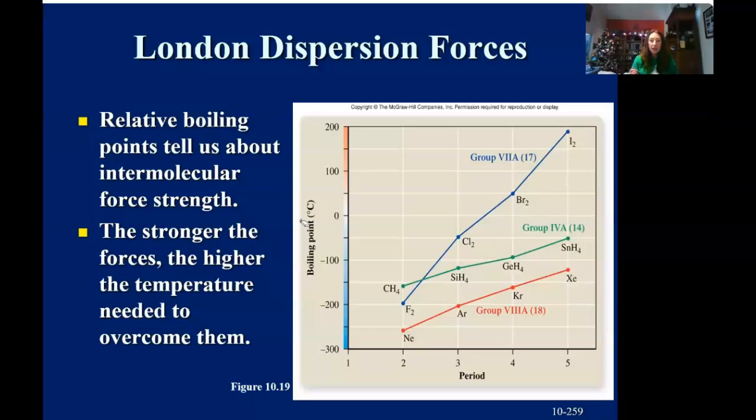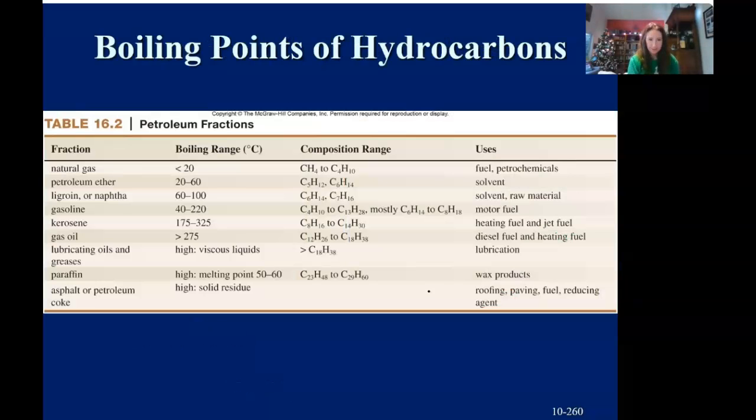Okay, so looking at that again, you can see here's your CH4, SiH4. The heavier they get, the higher the boiling point is. And here we have chlorine gas, bromine gas, iodine gas. They have higher boiling points. Again, the heavier it is, the more electrons there are, the stronger the London dispersion forces are.